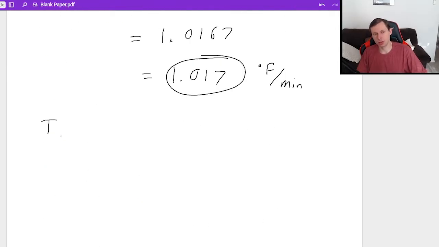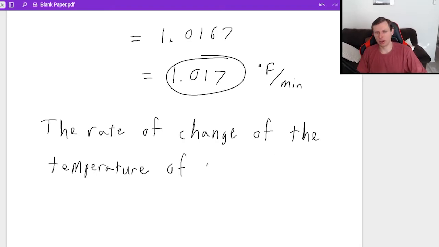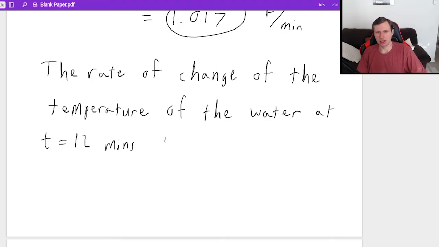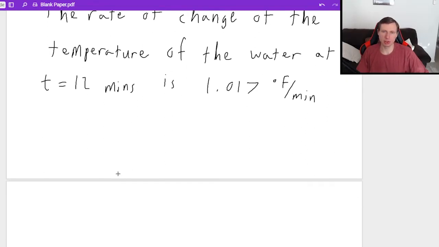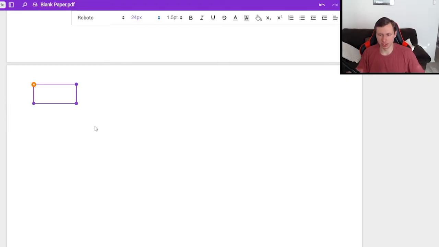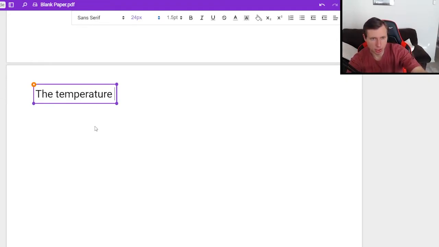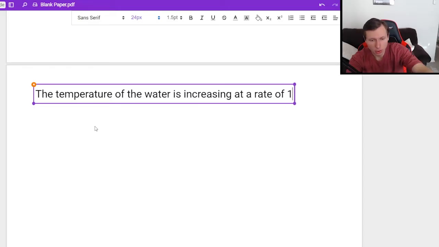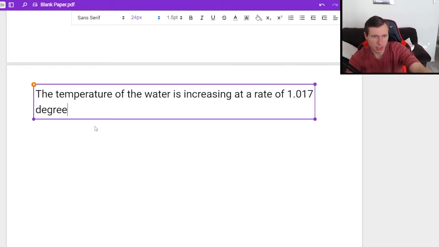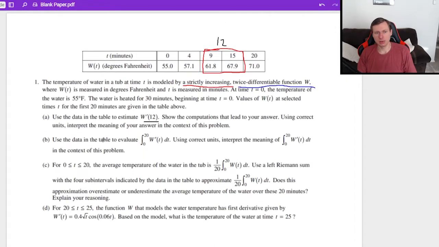So I would say the rate of change of the temperature of the water at T equals 12 minutes is 1.017 degrees Fahrenheit per minute. Now that's one thing you can say. I do want to give you a second answer because this would also be correct. And honestly, I'm just going to type this one because I don't feel like writing it. The temperature of the water is increasing at a rate of 1.017 degrees Fahrenheit per minute after 12 minutes. And that's going to do it for that one. Okay, on to part B.